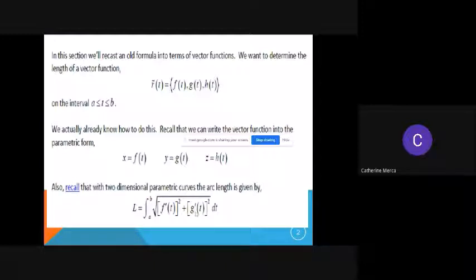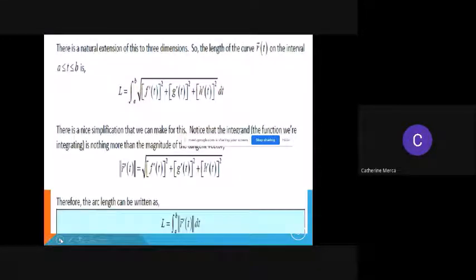But we are now in 3D, so because of this, we have to make use of the following. The length of the curve r of t on the given interval from a to b is now, you also have three functions there. That is f prime of t squared, g prime t squared plus h prime t squared dt. You take the square root and you take the integral from a to b, and that would be the length.